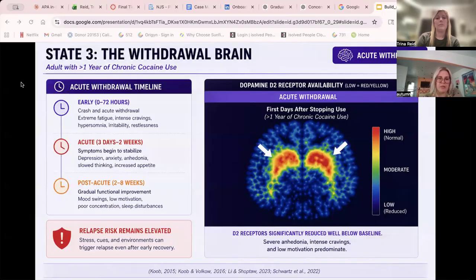State 3, the withdrawal brain. I also want to note here that this is in acute withdrawal. During acute withdrawal, the brain is experiencing a significant dopamine crash. The level is falling well below baseline due to the overstimulation from use. Chronic cocaine use leads to the downregulation of the D2 receptors in the striatum and nucleus accumbens, resulting in the blunted reward system, like Trina was just talking about.